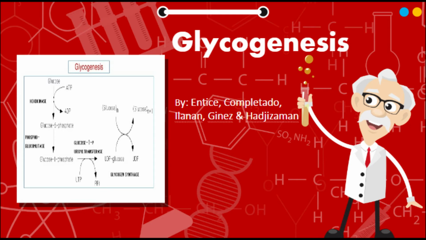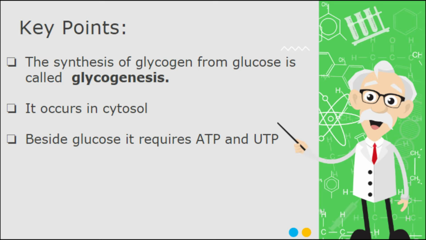Glycogenesis. Glycogenesis is the process of glycogen synthesis, in which glucose molecules are added to chains of glycogen for storage. This process is activated during rest periods and also activated by insulin in response to high glucose levels. The key point of glycogenesis: the synthesis of glycogen from glucose is called glycogenesis.